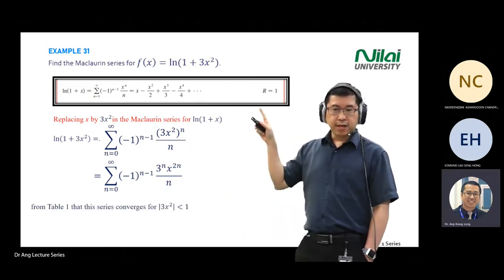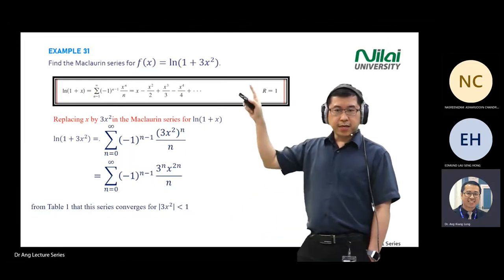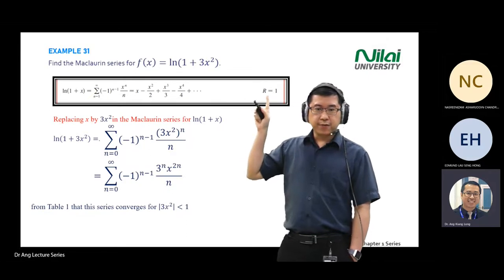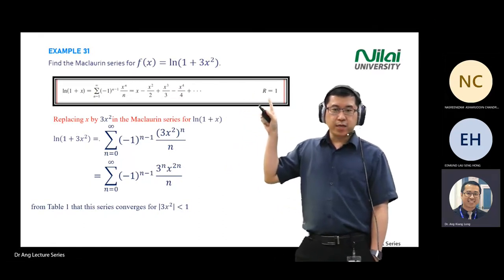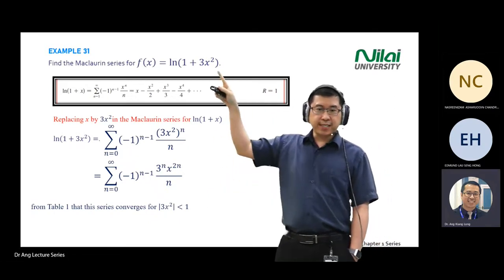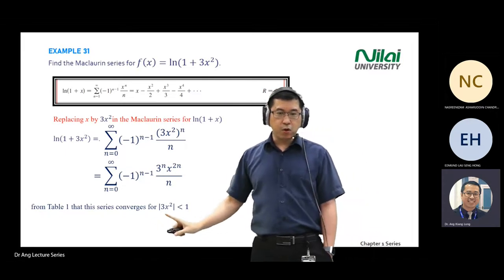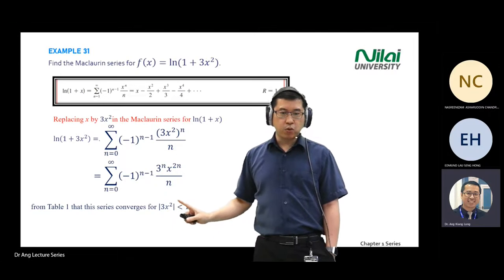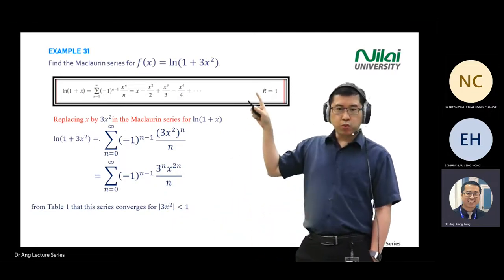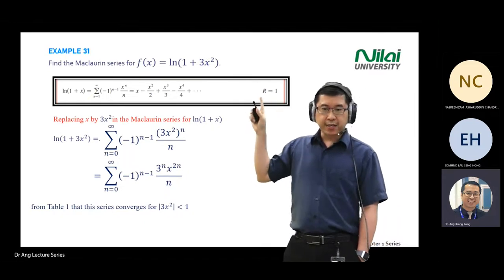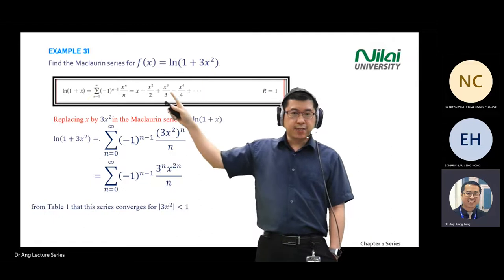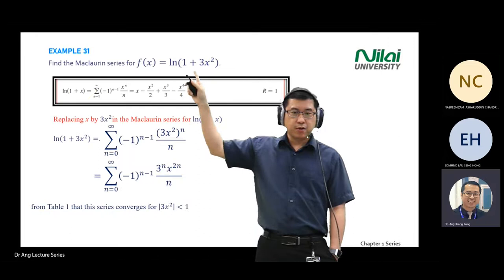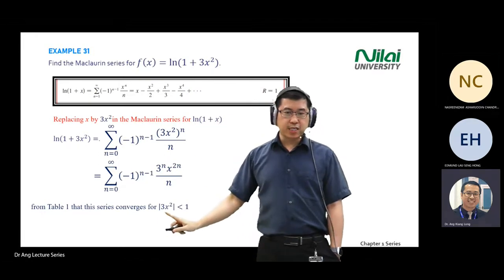Okay? Now, from table 1, the convergent value is 1. So it means that absolute x must be less than 1 to get convergence. You modified just now, x replaced with 3x power 2. So you replace absolute x with absolute 3x power 2 less than 1. In table 2, if you see r equal to 1, it means absolute x less than 1 to get convergence. In table 1 it's using x, but the question asks 1 plus 3x power 2, so this basically is x. So you just replace absolute x with 3x power 2 less than 1.